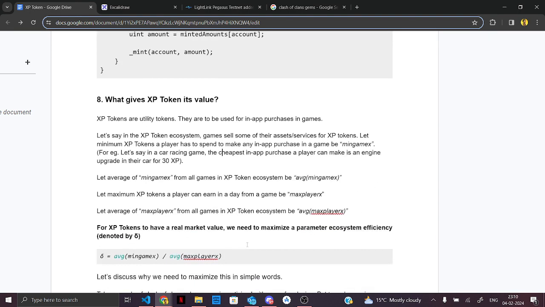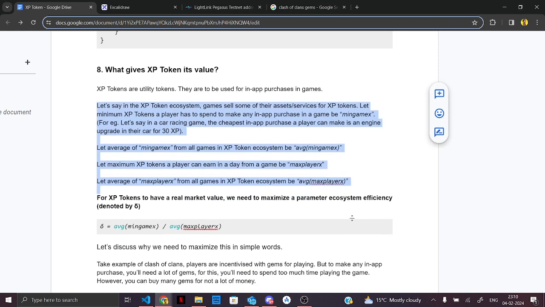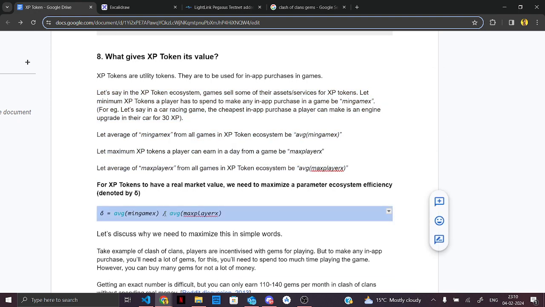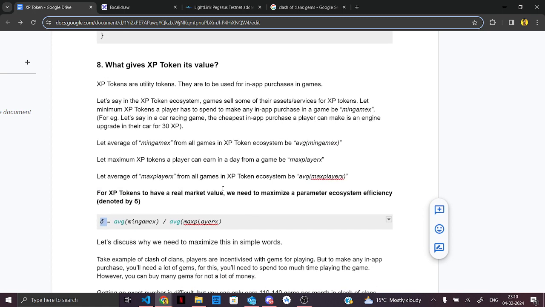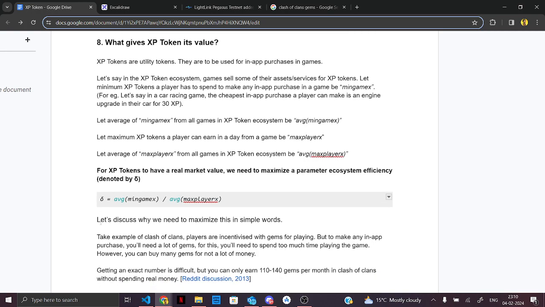So let's try to understand what's happening. Let's say in XPTO, so this is some maths. I won't go into the maths, but I have explained what I'm trying to say using these mathematical equations. Let's discuss why we need to maximize this. This is a delta function which I have created to check the efficiency of the ecosystem, and using this delta function you can actually check if a token can have real world value or not.